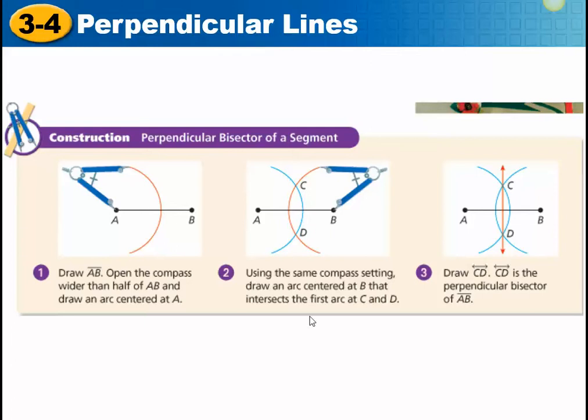You get a compass, you open it up so that you can put the pointy part on A, and then you open up your compass so that it's more than half as long as the segment, and you just swing an arc. Then you leave your compass the same setting, and you put the pointy part on B, and you swing another arc. The two arcs will intersect, and at those points, D and C, you just draw a line going through those two points. And that means that you have a perpendicular bisector. And if we call the intersection of those two lines O, then AO would be equal to OB, because they would be congruent segments, so they would have the same length.